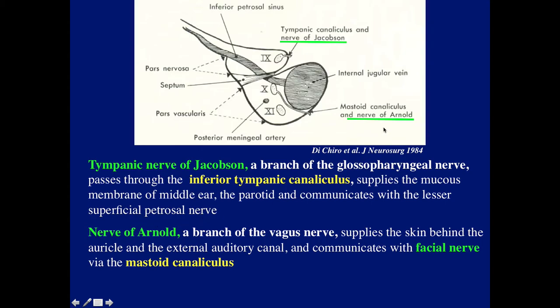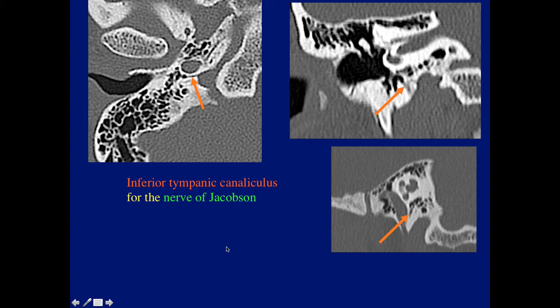Then we have the nerve of Arnold, which is a branch of the vagus, which supplies the skin behind the auricle and external auditory canal, and communicates with the facial nerve via the mastoid canaliculus. And we can see both these structures on CT.